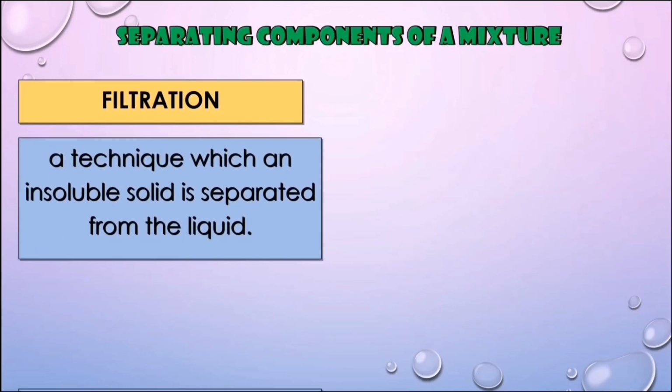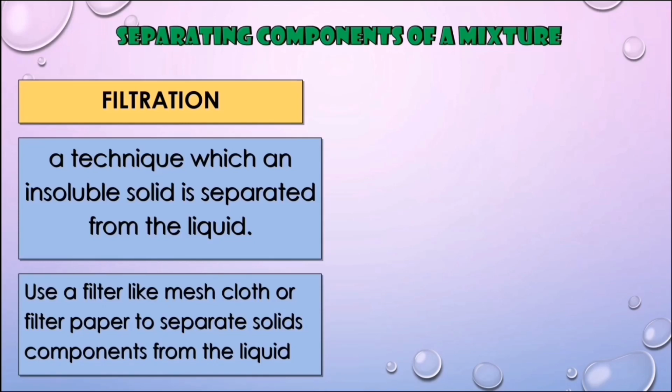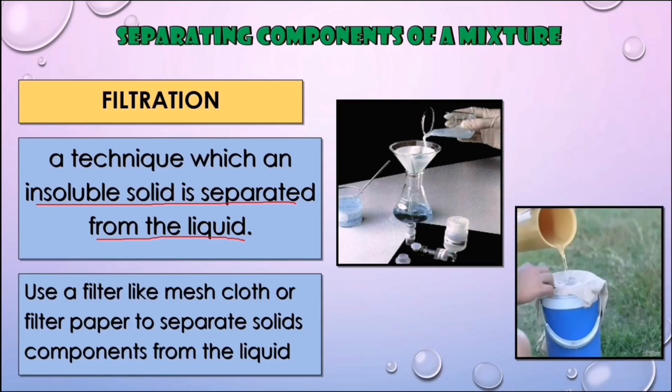Next is filtration. Filtration, using a filter, is where an insoluble solid is separated from the liquid. For example, in water. If our water has some dirt in it, what do we use? We filter the water by using a cloth, enough to filter the solid components from the liquid.